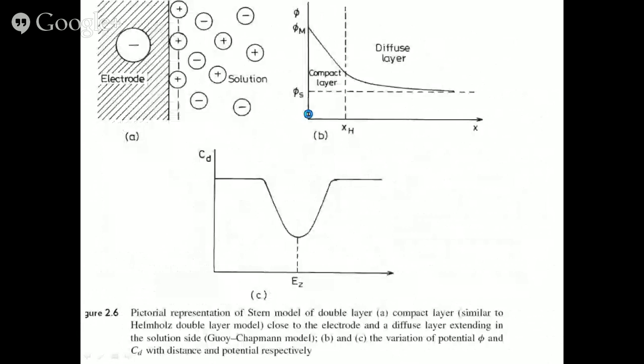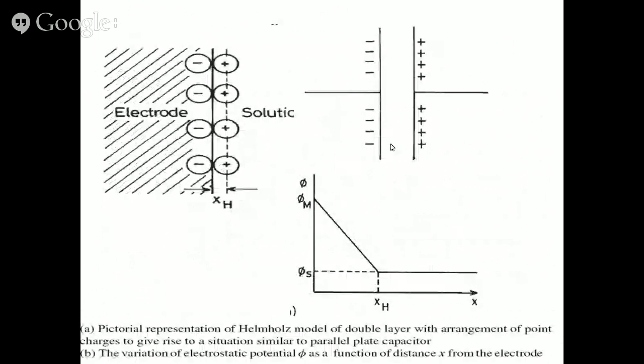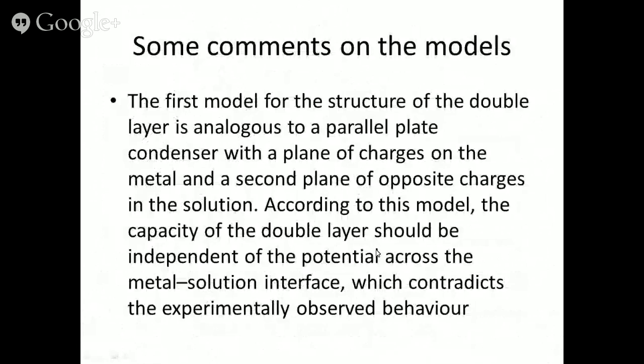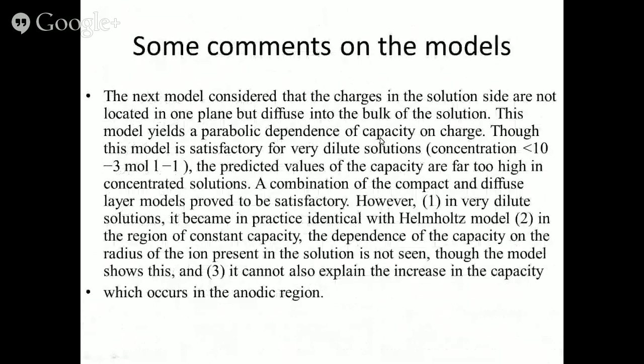Here, I hope you saw, the capacity shows only a very steep rise, whereas in this model the capacity changes with a parabolic dependence on charge. Though this model is satisfactory for very dilute solutions, for concentrated solutions it is not valid. There are various other reasons, we will not go into all of them. However, in very dilute solutions it becomes in practice identical to the Helmholtz model, that is the compact double layer model.